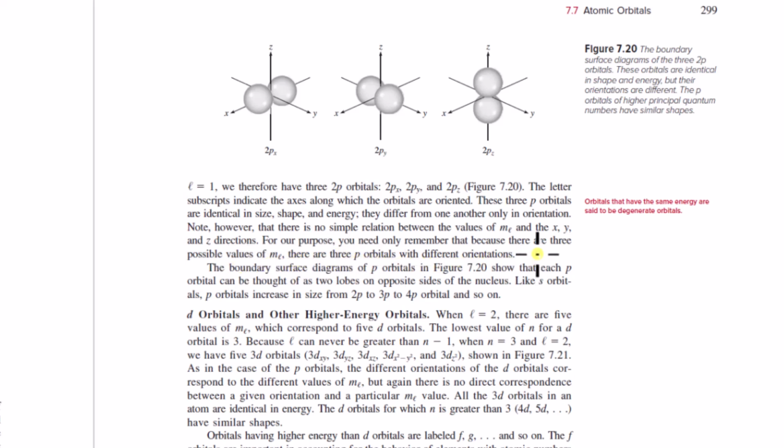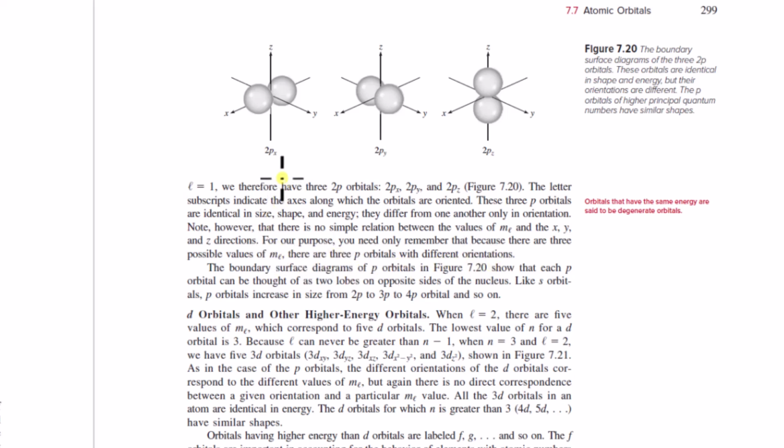So what they're saying here is that you can't say, okay, m sub L is minus 1, 0, and 1, so minus 1 must be the p sub x, and 0 must be the p sub y, and 1 must be the p sub z. It's saying there's no simple relation between the values of m sub L and which one is in the x, y, and z direction. For general chemistry, you just need to remember that there are three possible values of m sub L, and there are three p orbitals with different orientations.